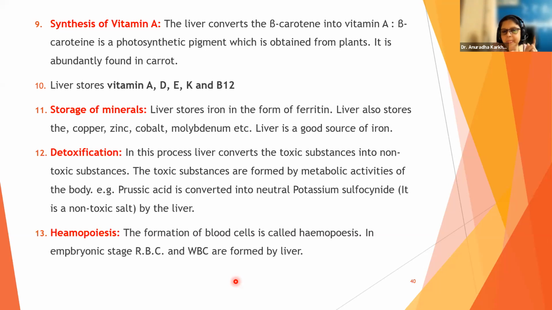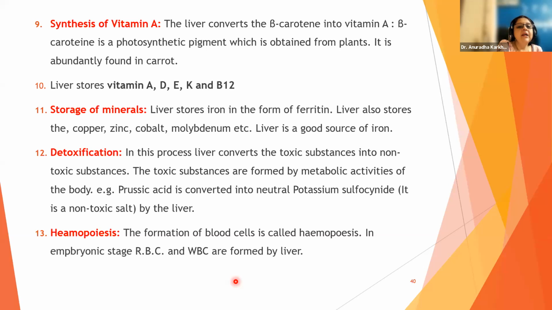I'll ask you at that time in which form iron is stored in the liver? Ferritin. Okay. Liver also stores copper, zinc, cobalt, molybdenum, etc. All these are your minerals. Liver is a good source of iron. So people who are non-vegetarian, who eat meat, generally do not have a problem if they eat the liver of that animal, because it's rich in iron.